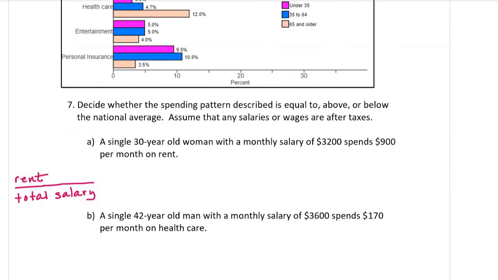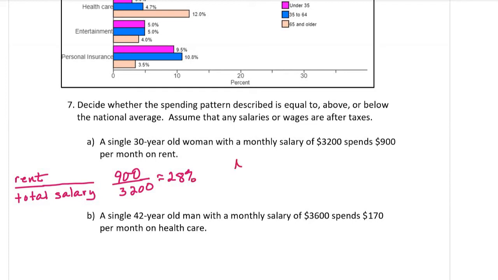To find the percent that she spends on rent, we need to take rent and divide it by the total salary. Now remember that when you divide 900 divided by 3,200, that will give you the decimal. Then you need to multiply by 100 to change that to a percent. So this is approximately 28%.